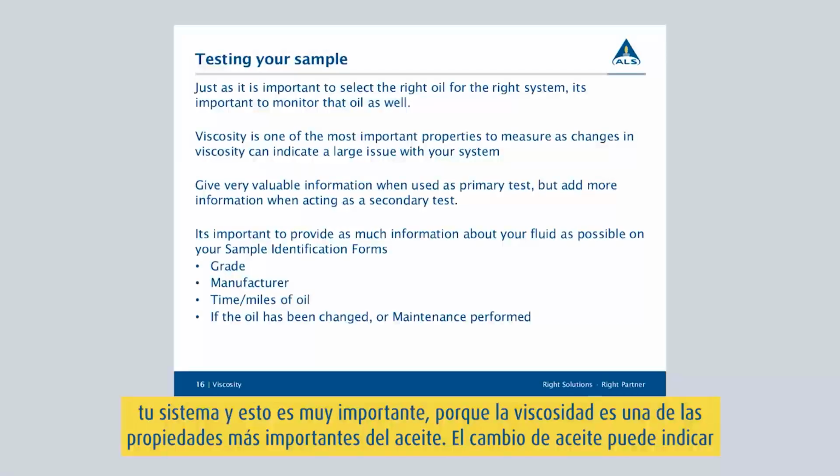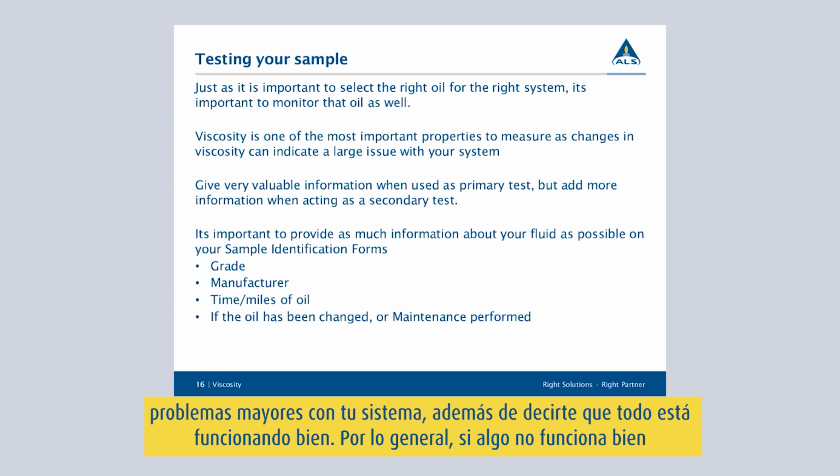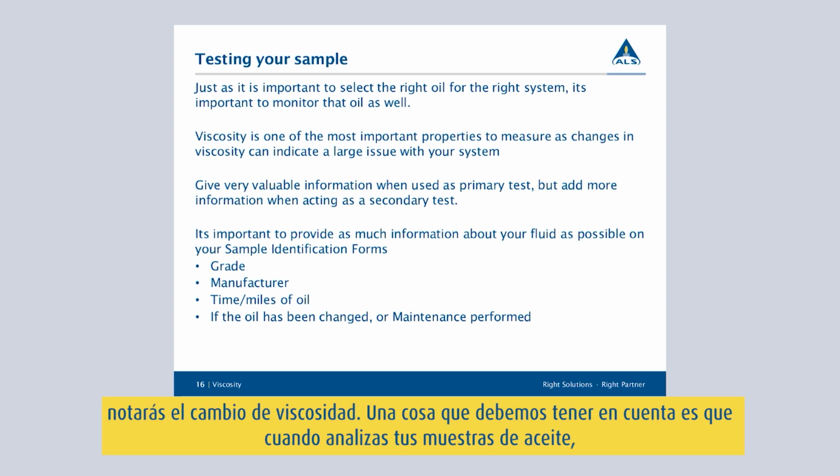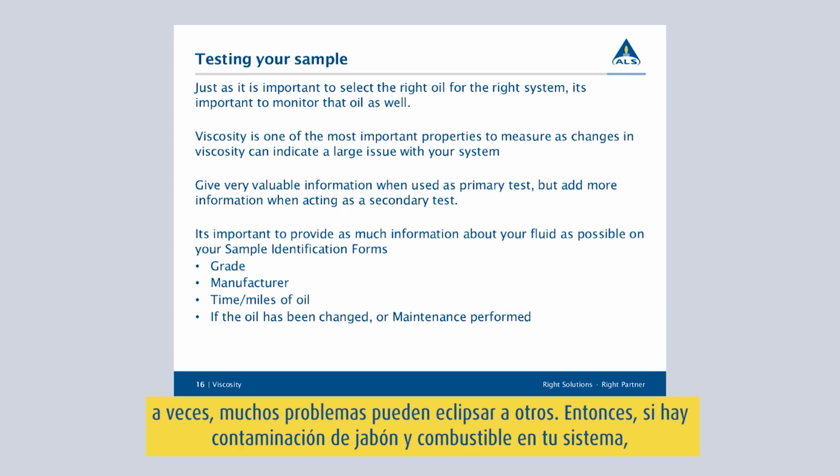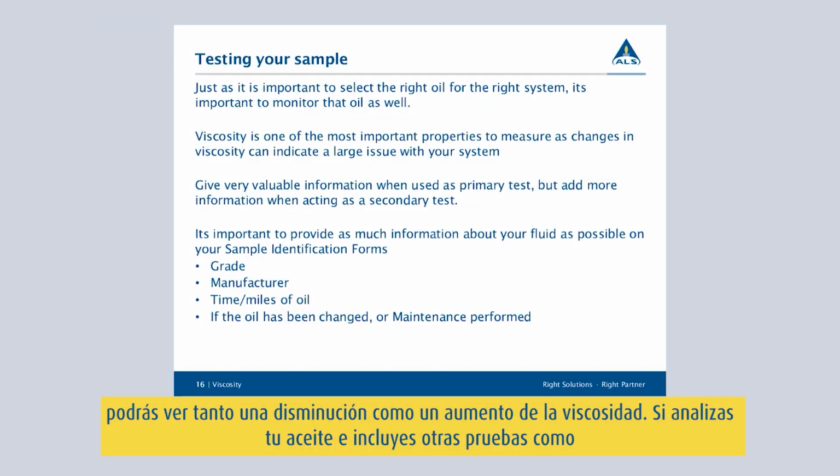And it's so important because viscosity is one of the most important properties of oil. So an oil change can indicate larger issues with your systems, as well as it tells you that everything's operating well. Typically, if something's not operating well, you will see a change in your viscosity. One thing you do want to keep in mind, though, is when you are testing your oil samples, sometimes multiple issues can cover each other up. So if you have soot contamination as well as fuel in your system, you will see both a decrease and increase in your viscosity that could even themselves out.